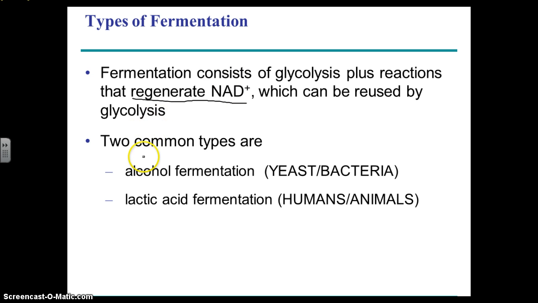So there are two main types of fermentation. We have alcohol fermentation, which is done by yeast and bacteria. It makes alcohol. And then we have lactic acid fermentation, which is done by humans and animals. We do it when we're low on oxygen. We're going to discuss alcohol fermentation first, and then lactic acid fermentation second.